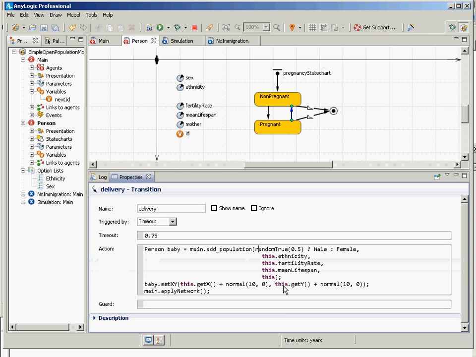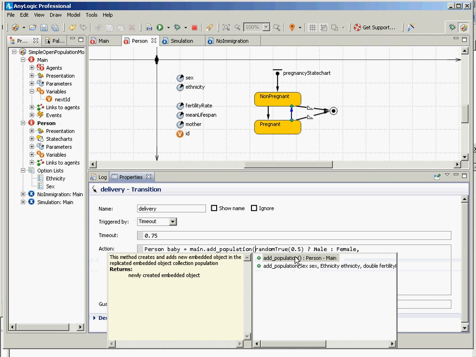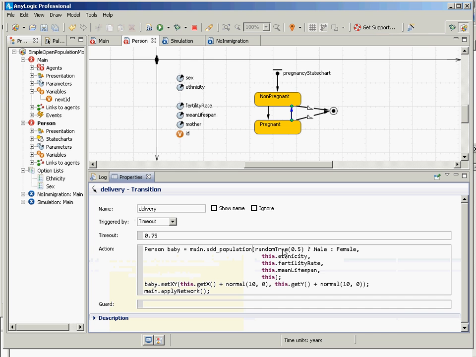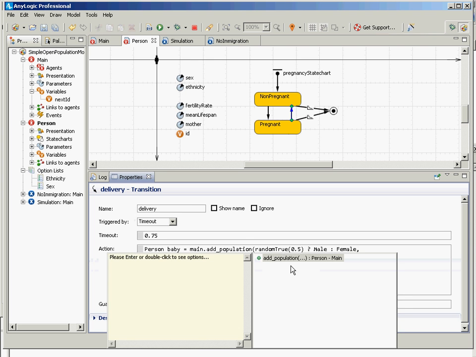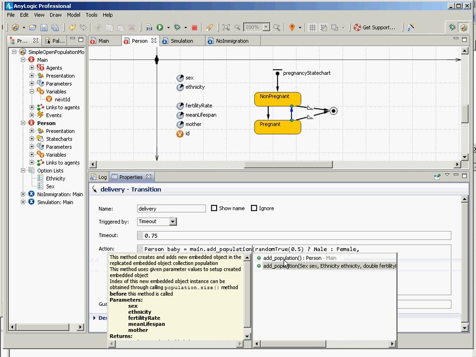So this add population, let's go look at this. Let's unpack this thing. If we click on add population, look what it takes. This is finicky. This is what it takes as its parameters: a sex, an ethnicity, a fertility rate, a lifespan, and a person. Who is that person? It's their mother.